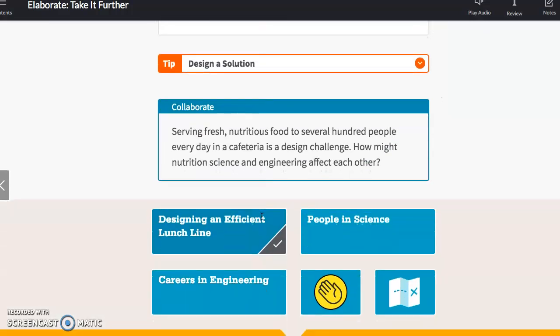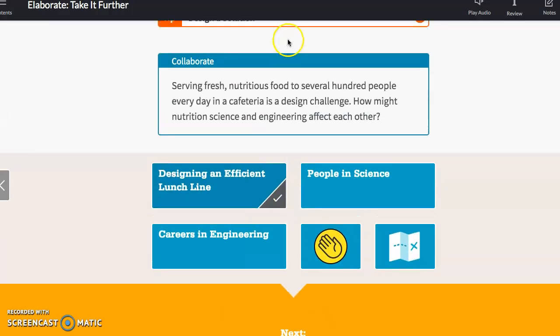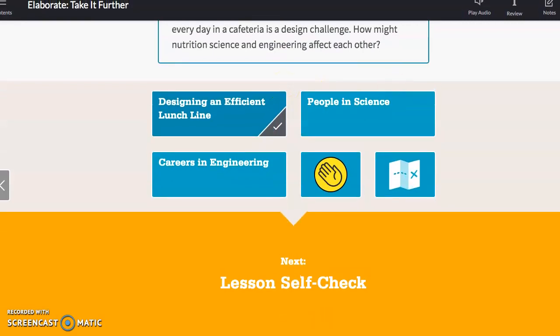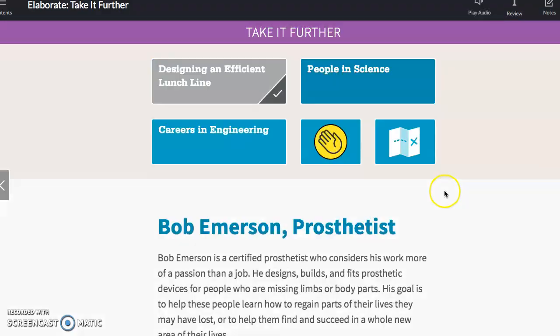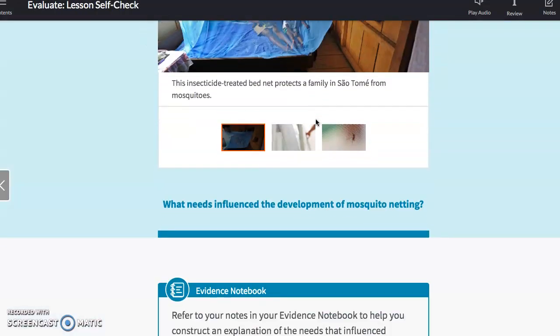All right, solution. All right, we get to go to our lesson self-check. I'm going to move on, because we've already done this, we don't need to do people in science or engineering or hands-on math. We're going to move on to the lesson self-check. Come back to the mosquito nets.